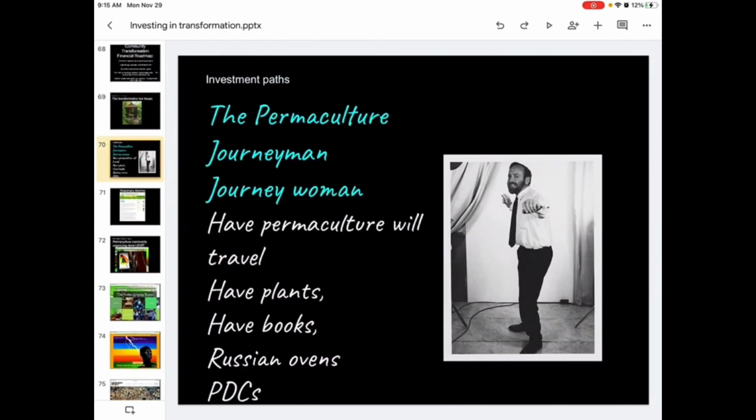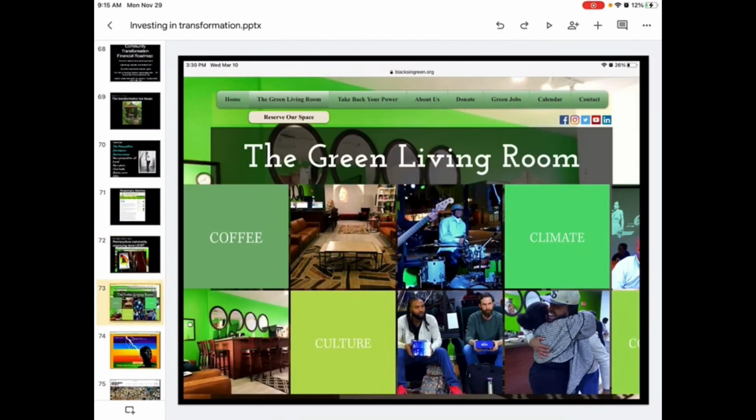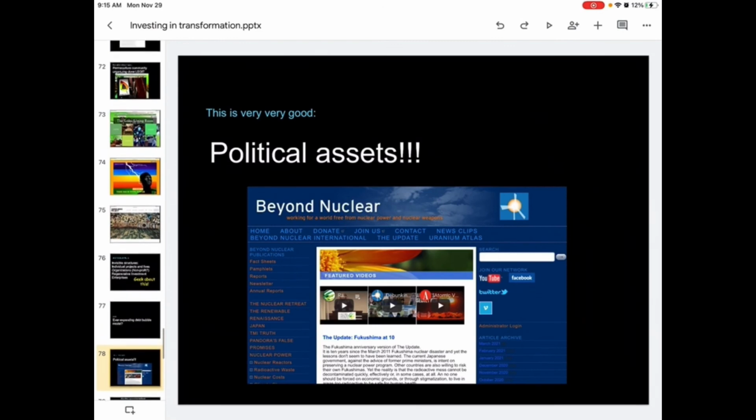And there's so many different ways to do this. Here's one that's fantastic I just like to point out. This is Blacks and Green and the Green Living Room and some of their other things. They're focusing in on regenerative and transformative assets at the intersection of food and real estate, and they're doing it in urban Chicago. It's a Black woman-led organization, and they're doing amazing work. And there's so many different options here. So I just like to point that out.